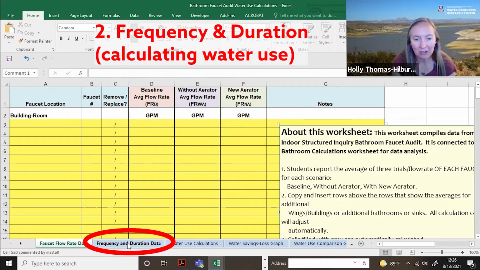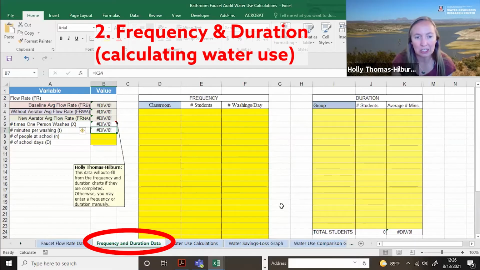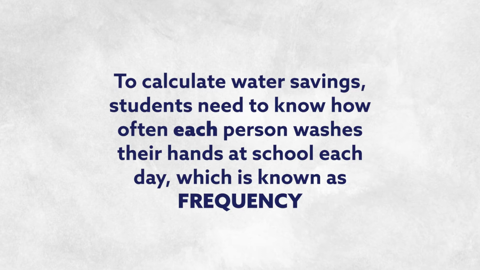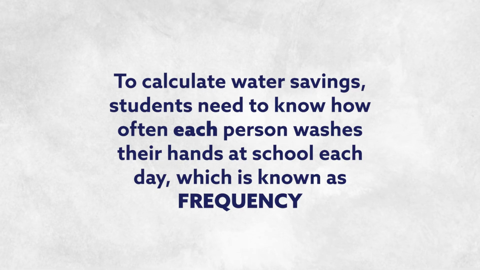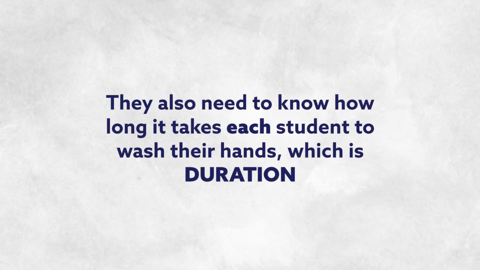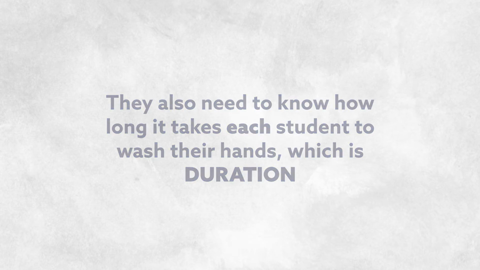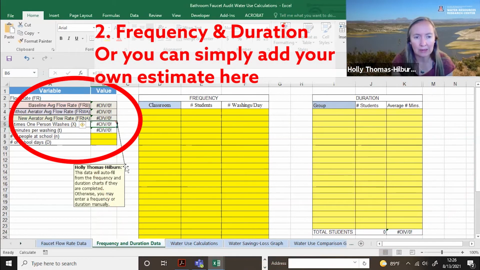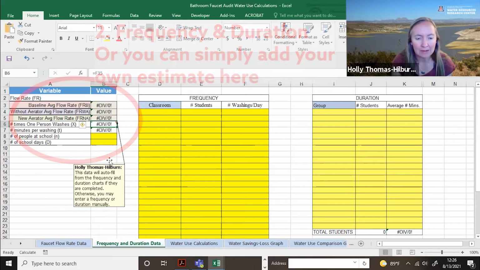Then the next thing that you're going to have is this frequency and duration data sheet. The thing to know about this while it's blank is that you can use either these two charts here to calculate your frequency and duration, or you can just enter them manually by overwriting that equation and just putting the number in. So we'll talk about how to collect those in a minute, but that data is there.